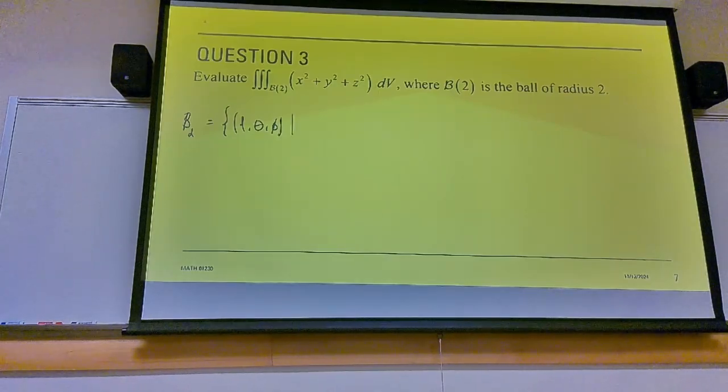Set of ordered triples rho, theta, phi such that what? P goes from 0 to 2, theta goes from 0 to 2 pi, phi goes from 0 to pi. How many points was it every time you said p? Did I say p? Darn it, I was so close. I think it was 10, wasn't it? So that's the second or third time. I'm going to say third. So you've lost 30 points so far this semester.